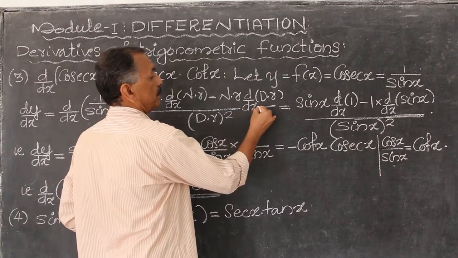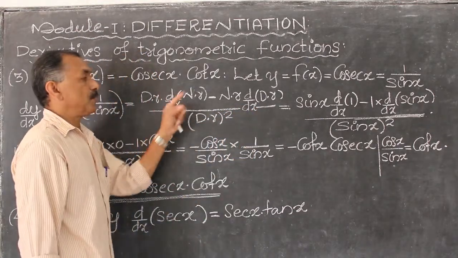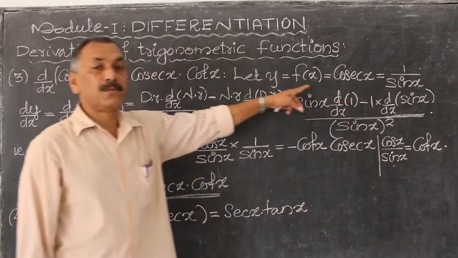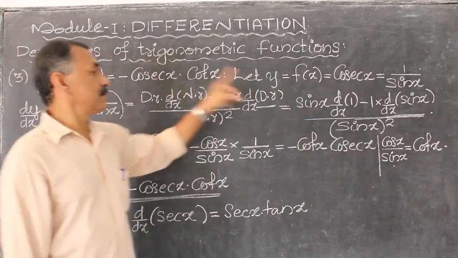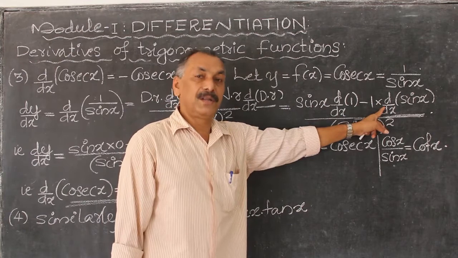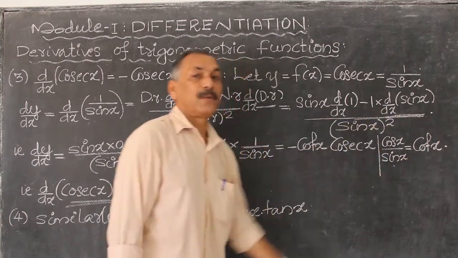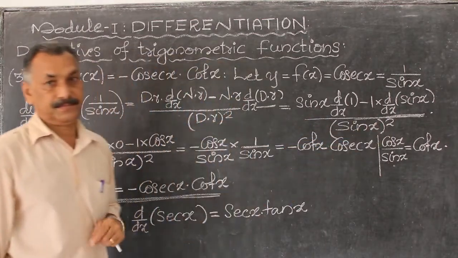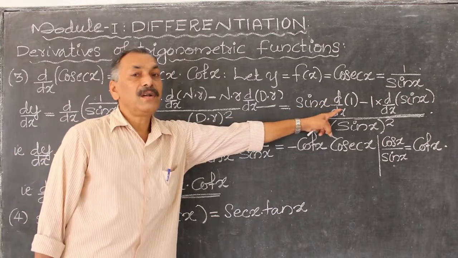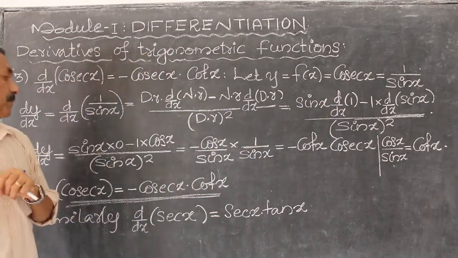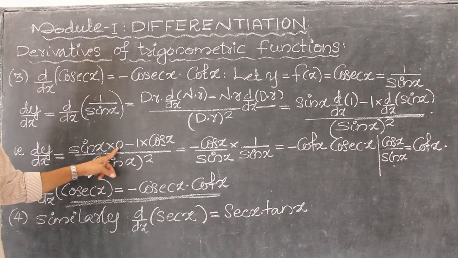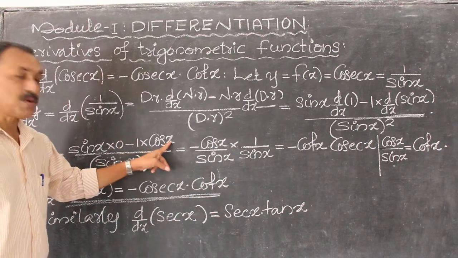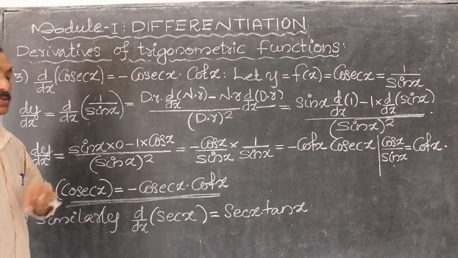Denominator sin x into the derivative of the numerator, that is the derivative of 1, minus numerator 1 into d divided by dx of the denominator sin x, all divided by sin x square. Okay. What is the derivative of 1? The derivative of a constant is equal to 0. That is sin x into 0, minus 1 into the derivative of sin x. What is the derivative of sin x? Cos x. Divided by sin x all square.